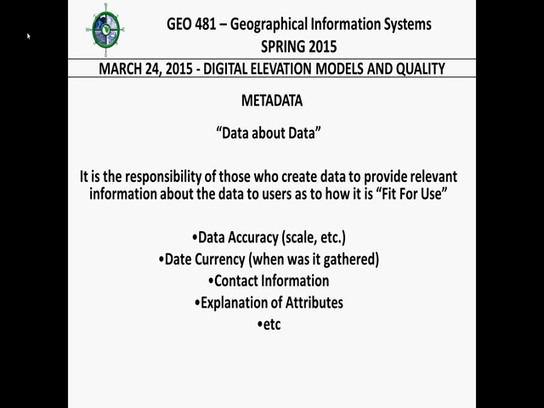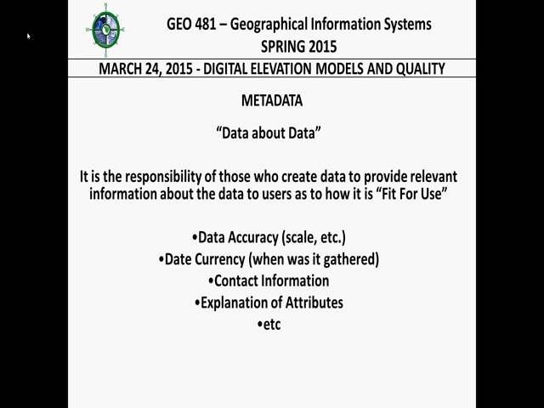We'll talk a little bit, one more minor topic, and then we'll be done soon, I promise. We'll talk about metadata. And this is a good point to introduce metadata. Metadata is data about data. And it should be the responsibility of those who create data to provide the relevant information about data. So in essence, it's data about the data that will help people use it.